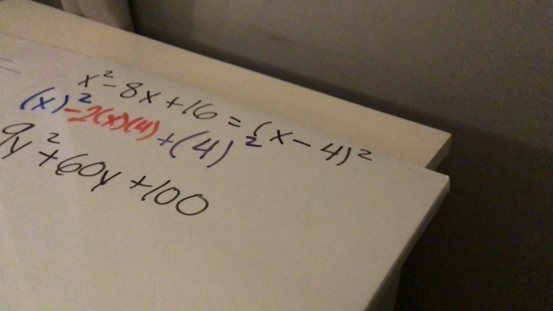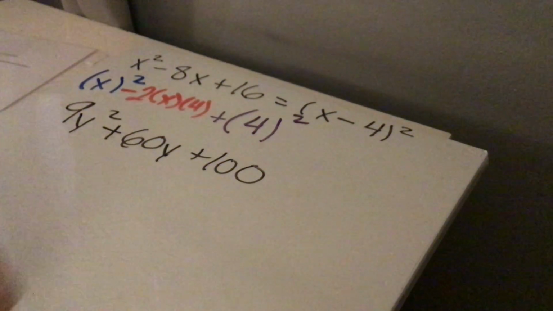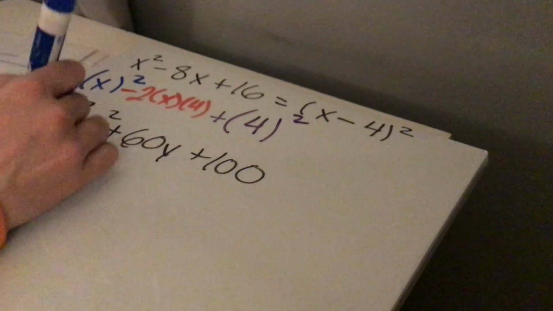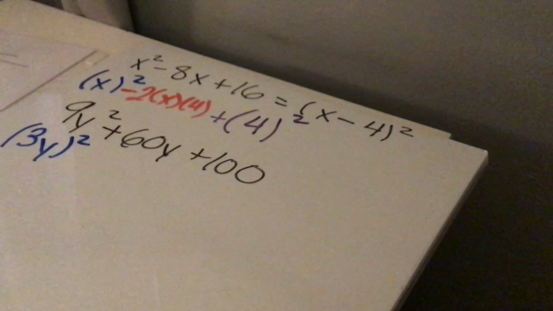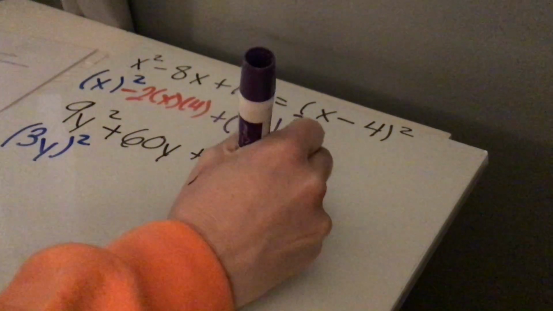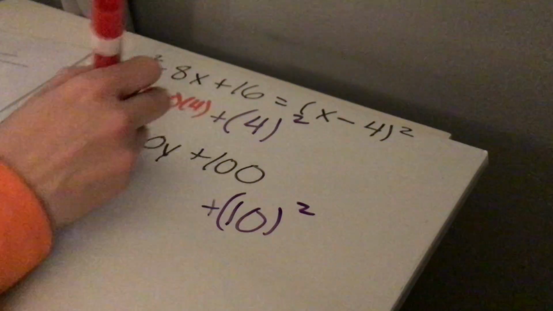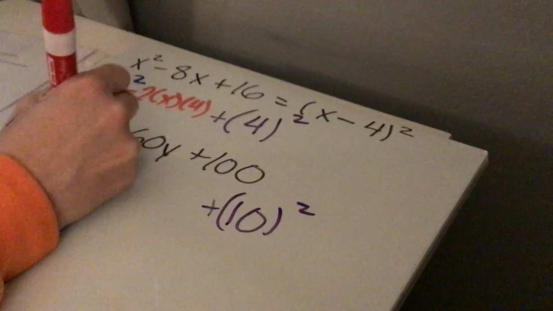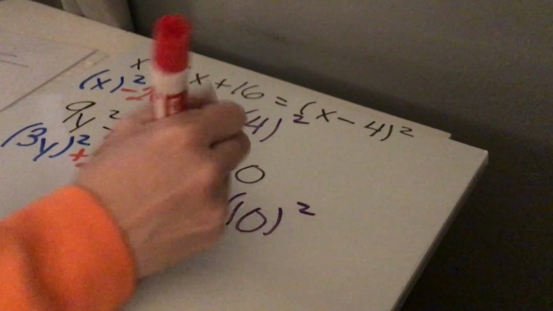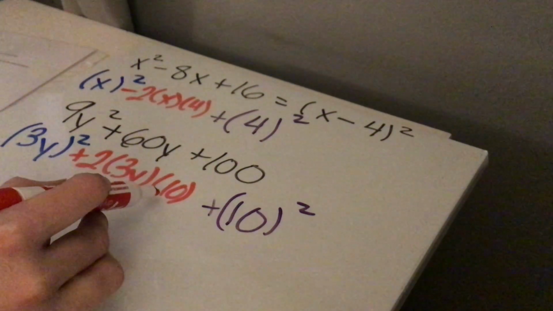All right, the next one, 9y squared plus 60y plus 100. Okay? Again, can I write this first term as something squared? Well, 9 is just 3 squared, so I can write that as 3y squared. 100 is just 10 squared. Then I'm going to see if this is equal to the product here. So 2 times 3y times 10. Does that equal 60y? So 2 times 3 is 6, times 10 is 60.